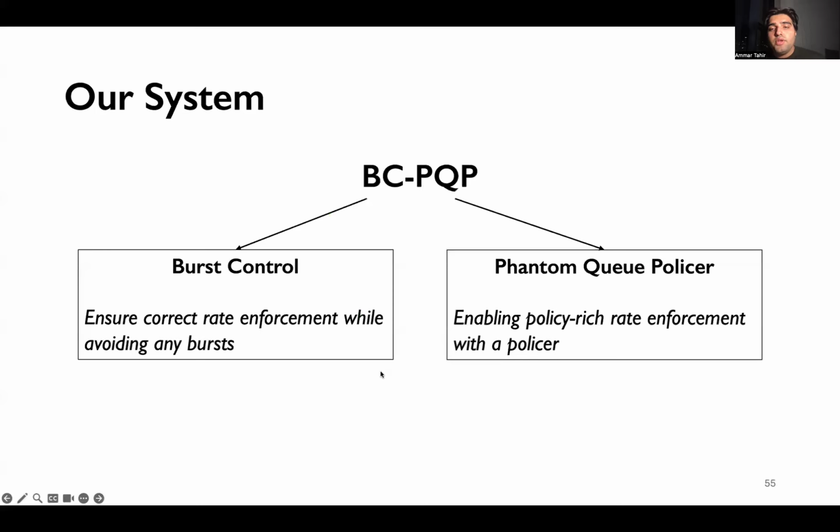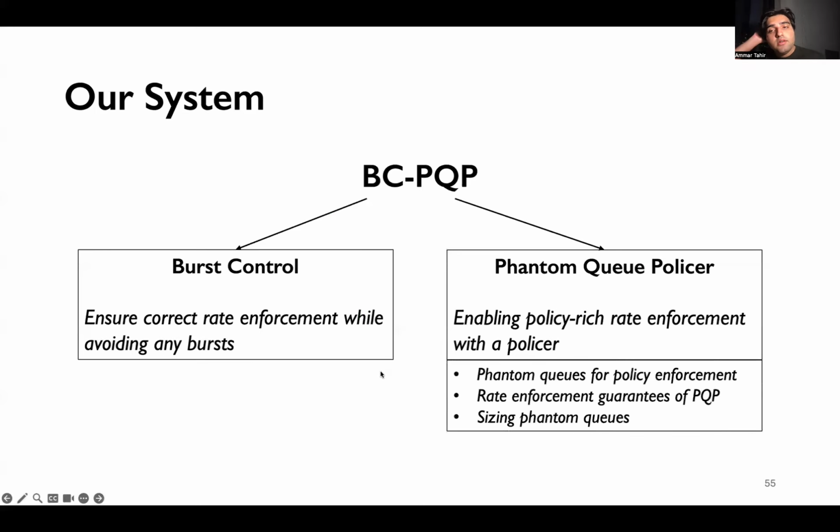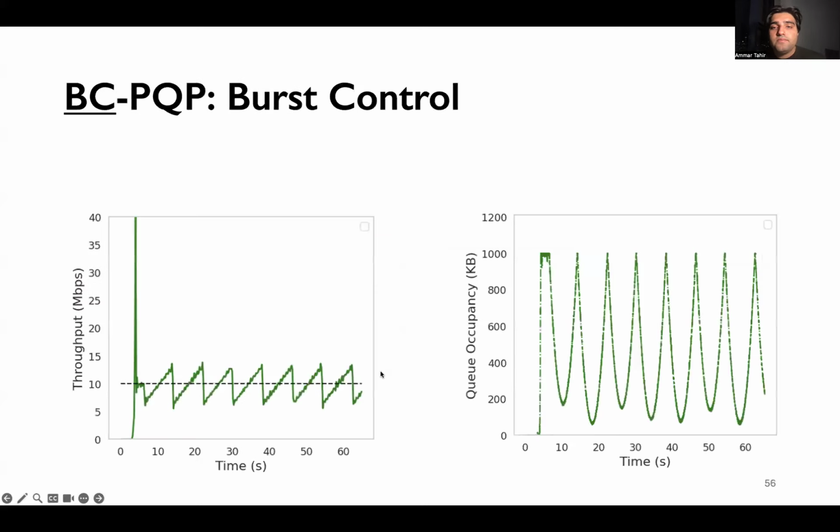So far, we have seen how phantom queues can make it easier to reason about policy-rich rate enforcement. We also discussed rate enforcement guarantees of PQP and discussed guidelines on how to size it. Now we will briefly discuss the burst control component of BCPQP.